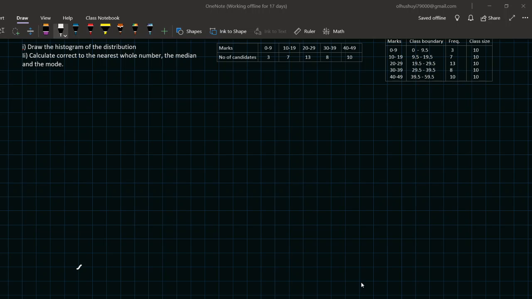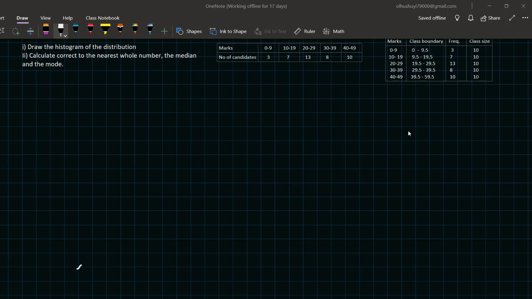Today, we'll be talking about statistical graphs, and under this we're dealing with the construction or the use of histogram to estimate your mean and your median from any given distribution. So we have this question. I'll draw the histogram of the distribution to calculate, correct to the nearest whole number, the median and the mode.